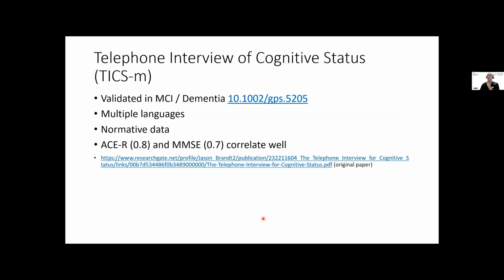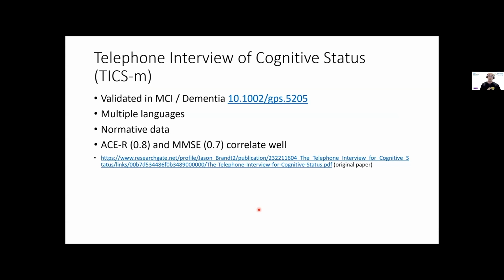And then we come to the Telephone Interview of Cognitive Status. Now you'll know that I hate the MMSE. The MMSE was invented over lunch by Marshal Folstein in about 1973. But of course it has this wonderful currency value, doesn't it? Everybody knows what 15 is, everybody knows what 20 is. However, it's beautifully insensitive to the kind of cognitive problems that we see in Parkinson's disease dementia or dementia with Lewy bodies. You often start out with this kind of dopaminergic dysexecutive syndrome.